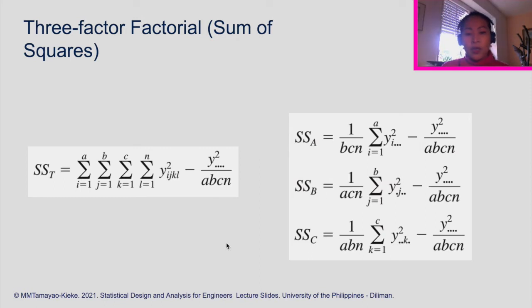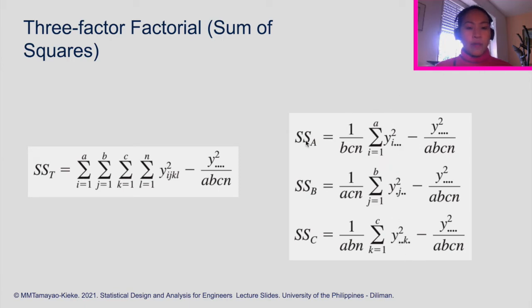And of course, all of these computations can be done through statistical software. So in computing the total sum of squares, you can see here basically the sum of the squares of all the observations minus the square of the grand total divided by abcn. And then for the sums of squares, you have again the familiar equations.